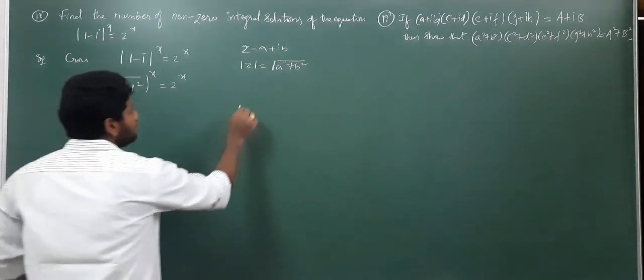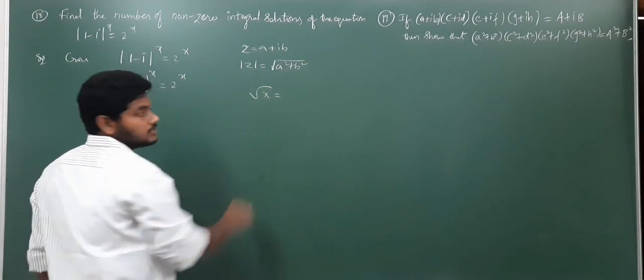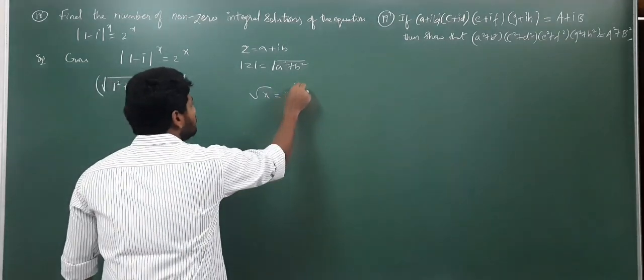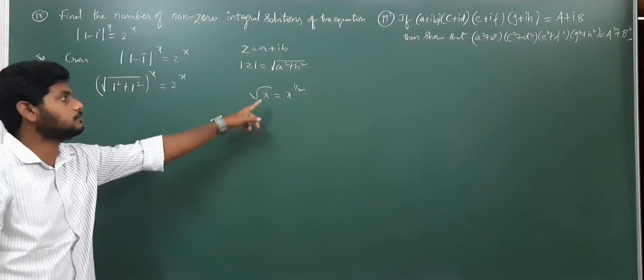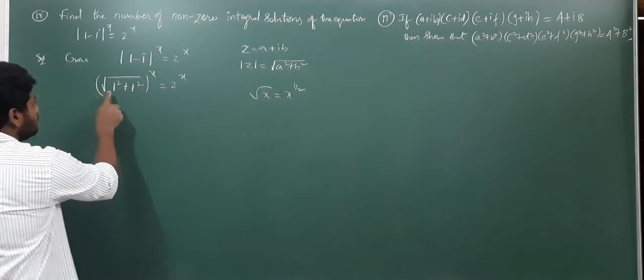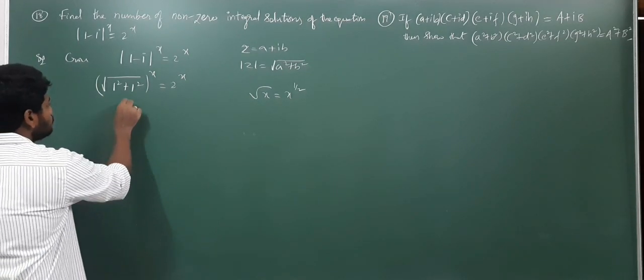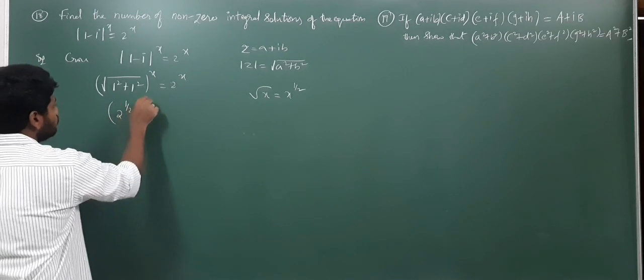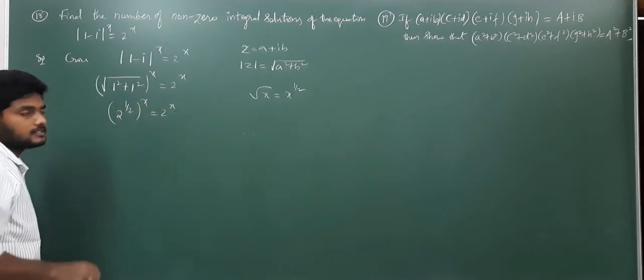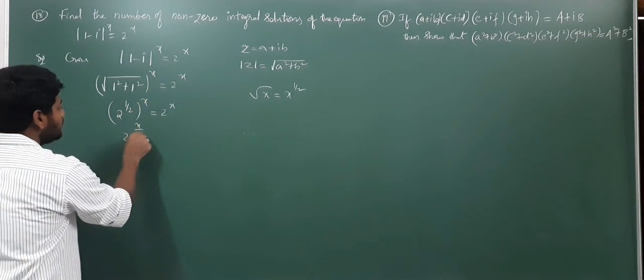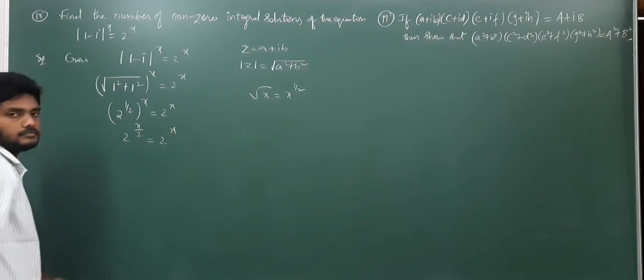So for example, if we have square root of x we can write x power 1 by 2, right? Root is nothing but 1 by 2. So here also square root of 1 square plus 1 square, 1 plus 1 is 2. So 2 to the power of 1 by 2 whole to the power of x, which is equal to 2 power x. So which is 2 power x by 2 is equal to 2 power x.